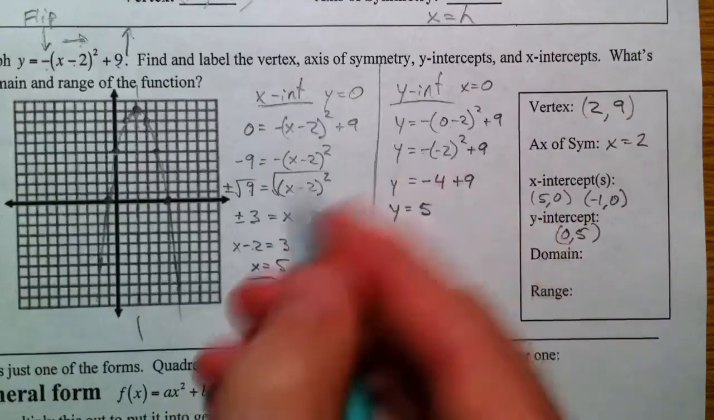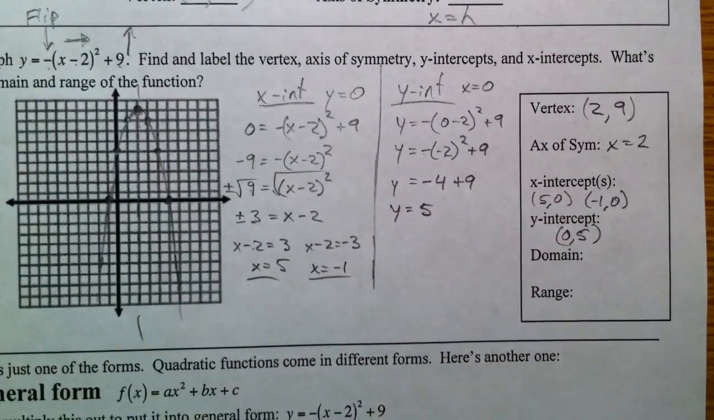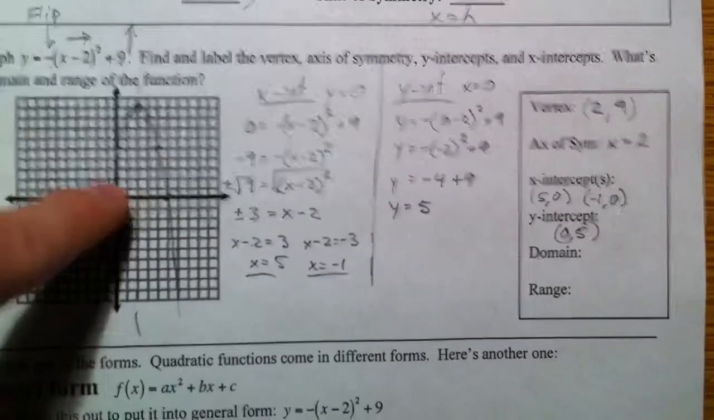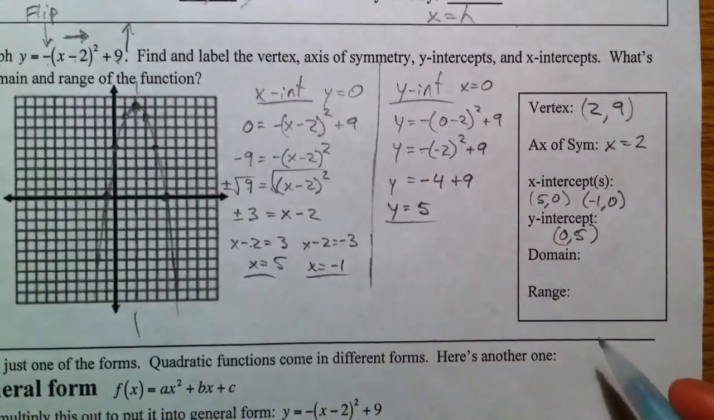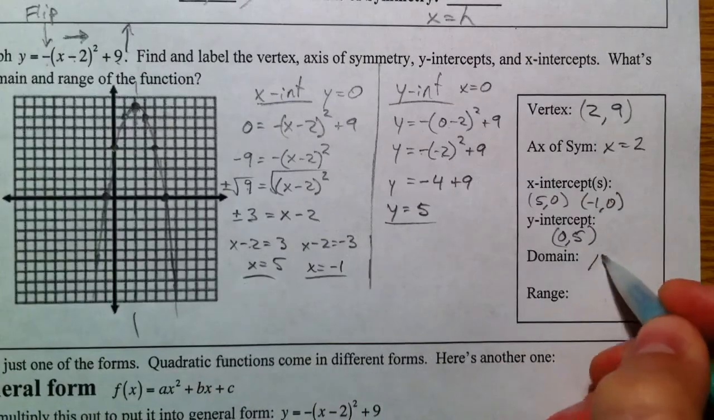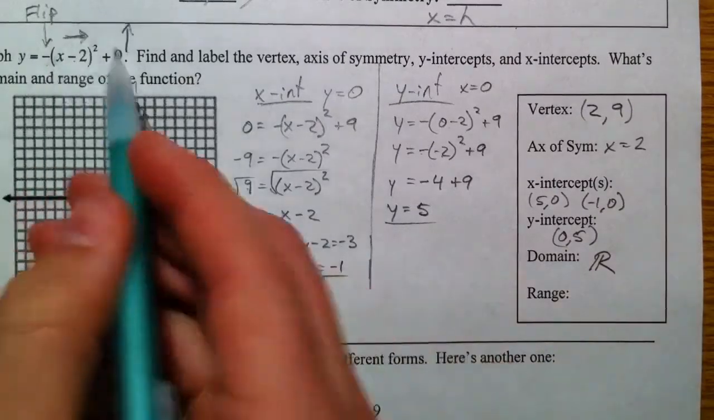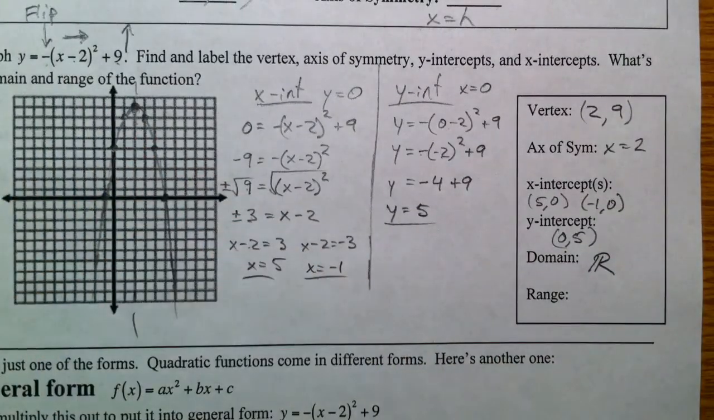Anyways, you can do it algebraically, we did it graphically, but we're going to have to do it algebraically sometimes because it's not going to be as pretty all the time. Domain. Again, the domain is going to be all real numbers because we can plug anything in there. We can square anything we want, all of that.